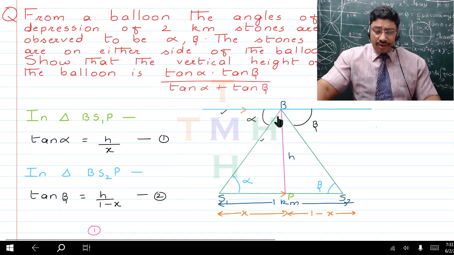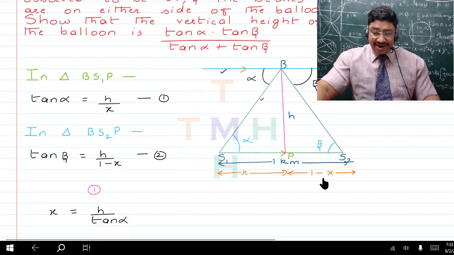Now, children, we drop a perpendicular from the balloon to the horizontal surface, and this gives us the height, and we consider the height to be, say, some h. Now we have to prove that that height actually is this expression. For that, we go ahead and talk about the first right angle triangle, where we have tan alpha equal to perpendicular upon base, that is h upon x.